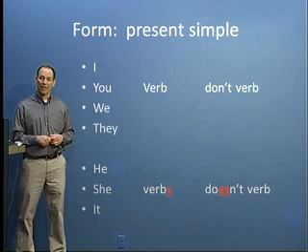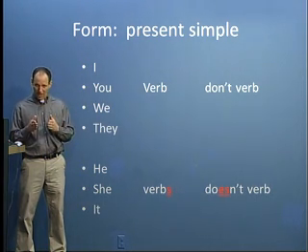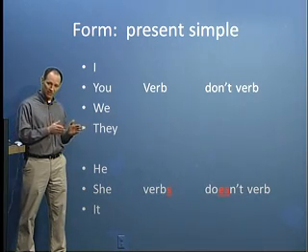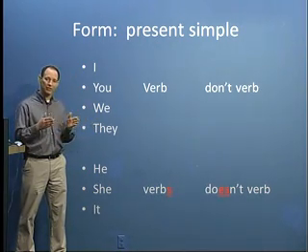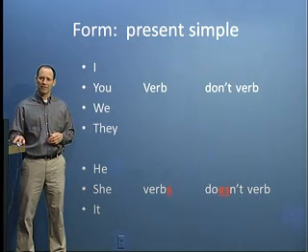And when I want to make that negative, that S goes on to the word does. So I either have doesn't or does not plus the verb. Let's look at some examples.